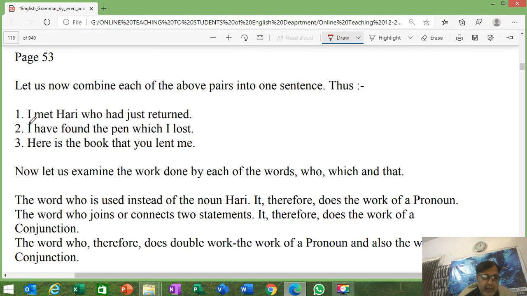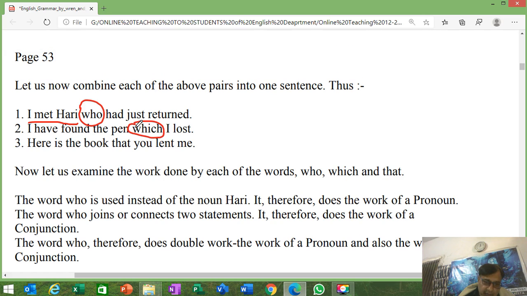I met Harry. Now you see here, I met Harry who had just returned. So the focus is here on who, all right? I have found the pen which I lost. I have found the pen which I have just lost. So the focus is on who, on which, and here is the book that you lent me. All right, so you can see, my dear students, the focus is upon these 3 words, like for example, who, right?